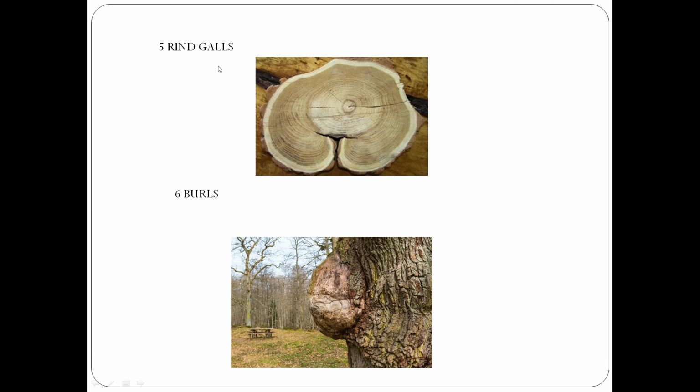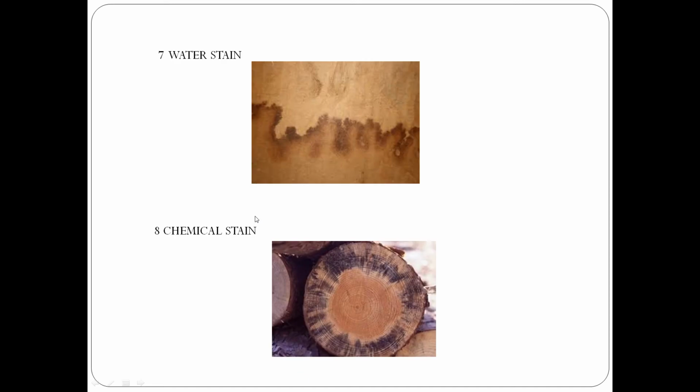Now, the fifth one is rind galls. Rind galls are curved swellings of trees which are formed at a point where a branch of a tree is improperly removed or fell down. Now, bulbs. Bulbs are uneven projections on the body of a tree during its growth. These are mainly due to the effect of shocks and injuries received by the tree during its young age.